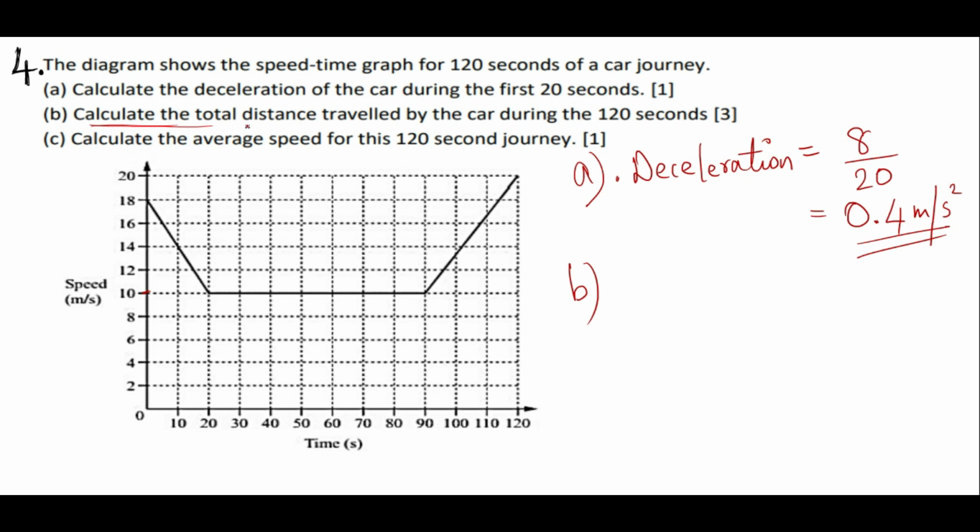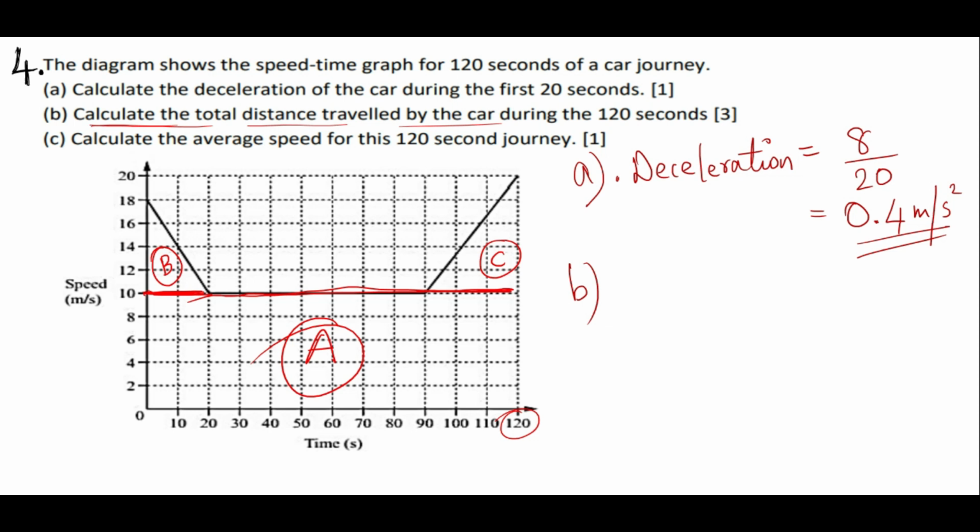Part B, calculate the total distance traveled by the car during the 120 seconds. So they're going to ask you to find the distance traveled, which is given by the area under the curve. First let me split this because it doesn't have a complete formula that can be applied. So I will split this into a rectangle, A, and two triangles, B and C. You can divide it in your own way, whether you want two trapeziums with a rectangle in the middle, it's up to you.